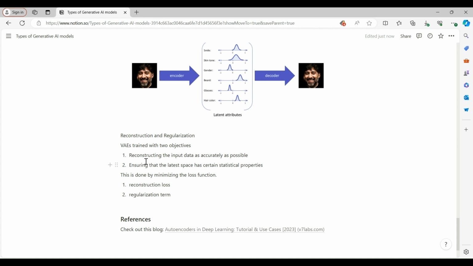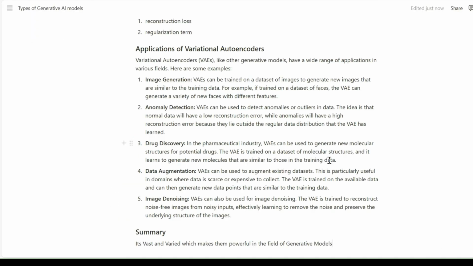This is done by minimizing the loss function. One is the reconstruction loss, and another is the regularization term. So let's see some of the applications of variational autoencoders. Variational autoencoders have a wide range of applications in various fields. One of them is image generation.